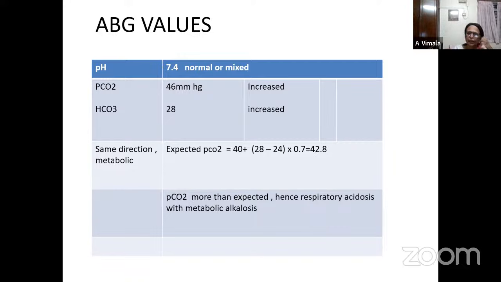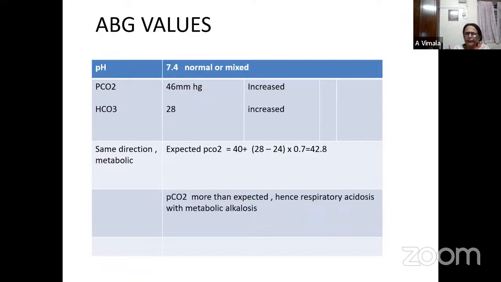PCO2 is 46, which is above the normal value of 40. Bicarbonate is 28, above the neutral value of 24. So both are increased, thereby suggesting it could be a mixed acid-base disorder, which is neutralizing each other and keeping the pH normal. So if you follow the same direction rule, bicarbonate and PCO2 have increased, that is moved in the same direction. That makes us think it is a metabolic alkalosis, right?